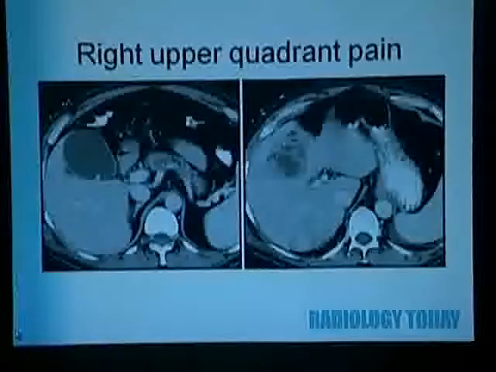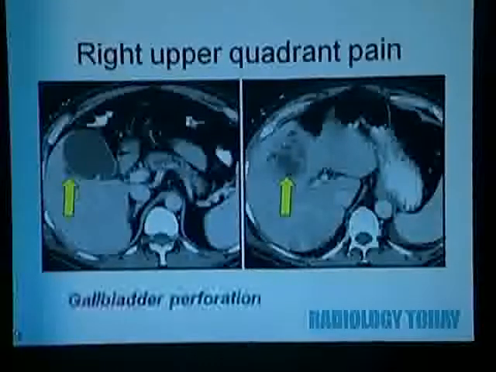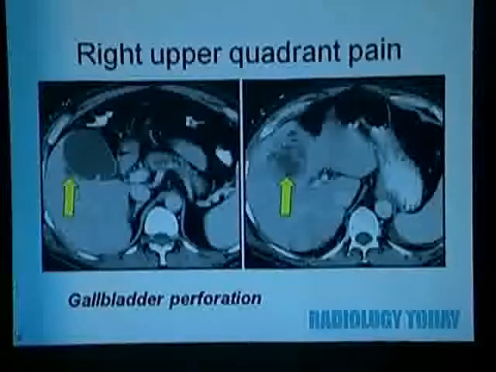Here's a patient who had acute cholecystitis, had a persistent fever, a lot of right upper quadrant pain. You can see that there's a small disruption in the gallbladder wall, as well as this fluid and low density within the adjacent liver parenchyma. This was a gallbladder perforation with abscess.